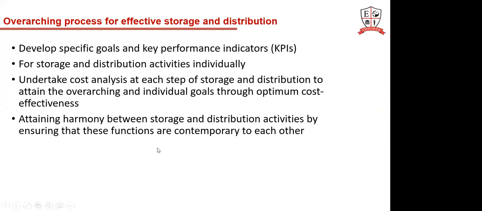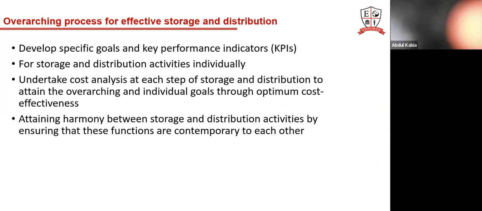The overarching processes of effective storage and distribution. For example, the development of specific goals and key performance indicators. There are indicators that we should know. These indicators should be realistic, and aligned with our strategic thinking. They should be specific, and we should have those indicators monitored. For storage and distribution activities individually, we have storage indicators and distribution indicators. Those are the indicators we put together to measure your performance. When you set KPIs, they should be implemented, not just set. There should be a way to track your progress. Am I in line with the strategic thinking? Are we doing well? Are we storing commodities based on these indicators we want to achieve? So these activities should be undertaken.